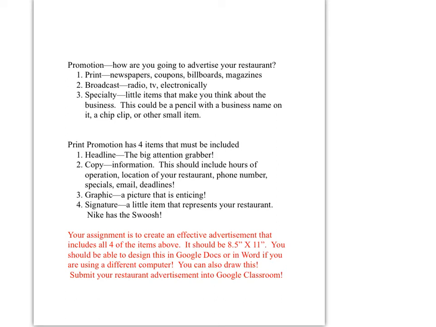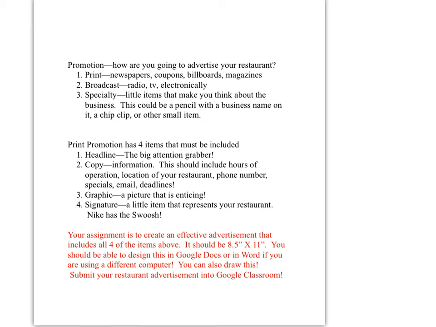Your assignment will be on an 8.5 by 11 sheet of paper or something comparable. You can also use broadcast media, but we're not going to use that for this assignment, but you do need to know broadcast media. Broadcast media is any electronic type of promotion, and that would of course be radio, TV, and anything electronic online. Specialty items are those little items that they give you that make you think about their business. A lot of times businesses give out chip clips with their address on them, or pencils, pens, items that are very small, and you tend to hang on to them, and that's called a specialty item.